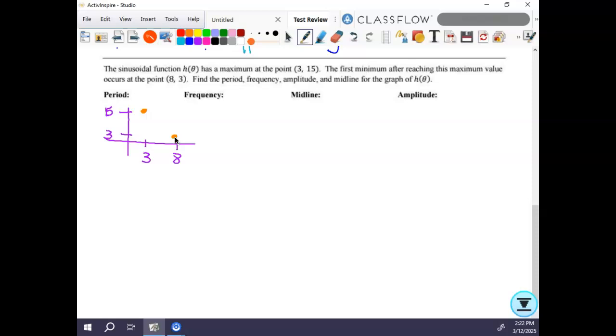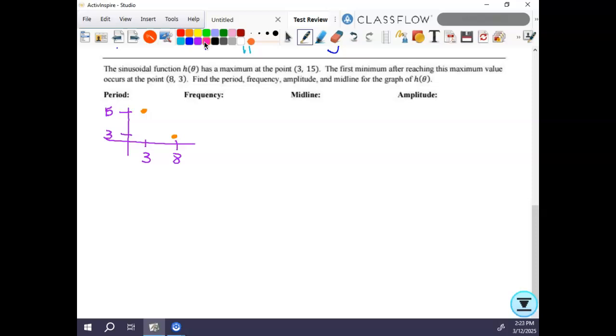So the next thing I want to figure out is my midline. What is halfway between 3 and 15? I can do it two different ways. I can add 3 and 15, get 18, divide by 2, and the midline's at 9. Or I can subtract them and get 12, which means the distance from the midline is 6.